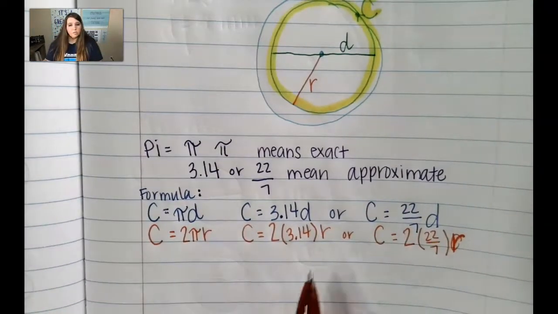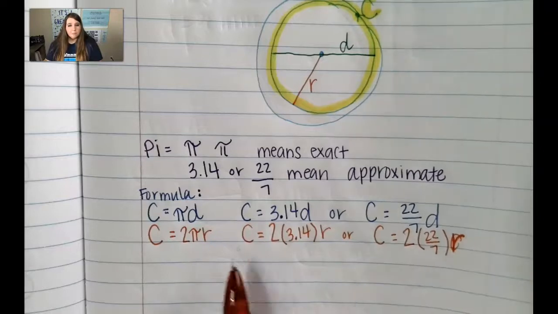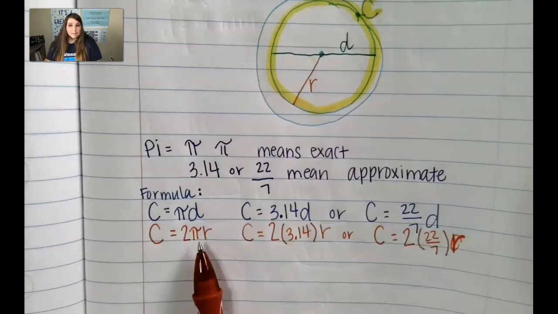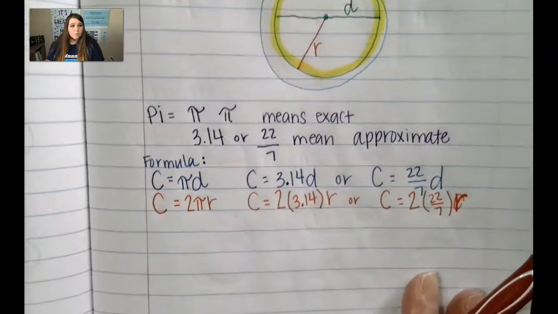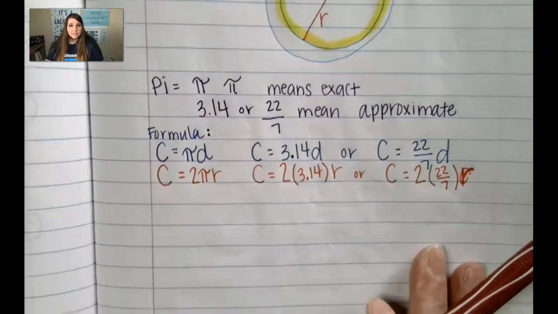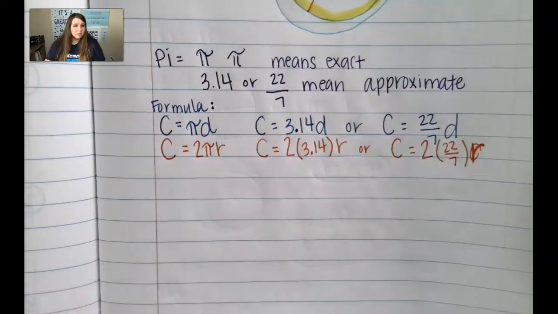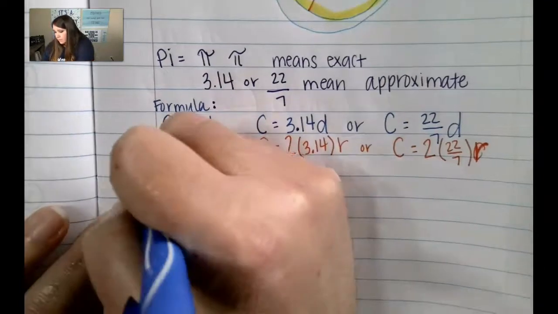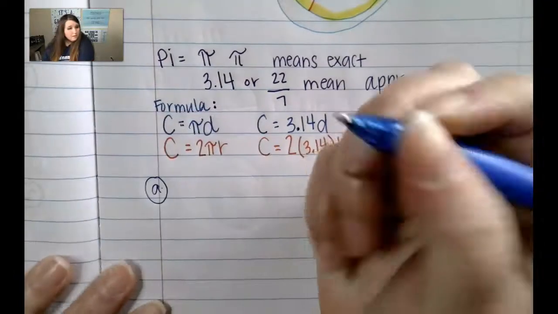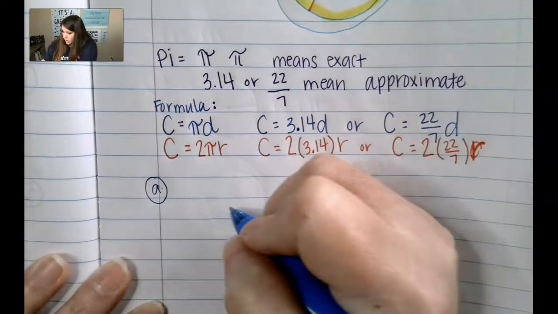All of these will give you answers. These two will give you approximates. This one will give you a more exact number. Okay. So let's look at this in action. So let's do some examples.